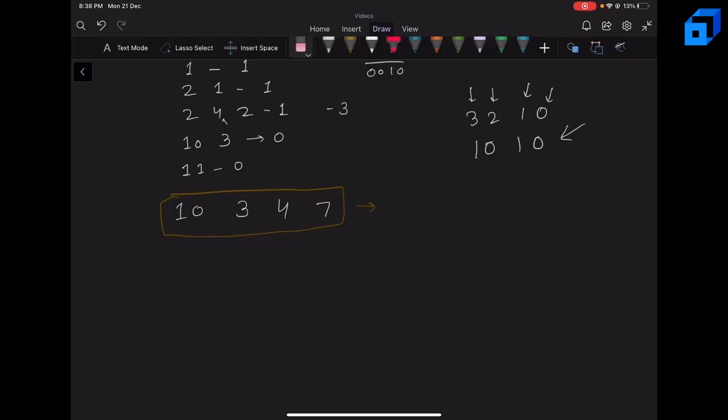So let's actually find the answer for this case. The bitwise representation of 10 is 1010. For 3 we have 0011. For 4 we have 0100. For 7 we have 0111. So let's say we are setting the first bit on in each number. Remember that we won't consider the case where we set the 0th bit on everywhere, because in that case the bitwise AND will be exactly equal to 1, but we want the bitwise AND to be greater than 1.